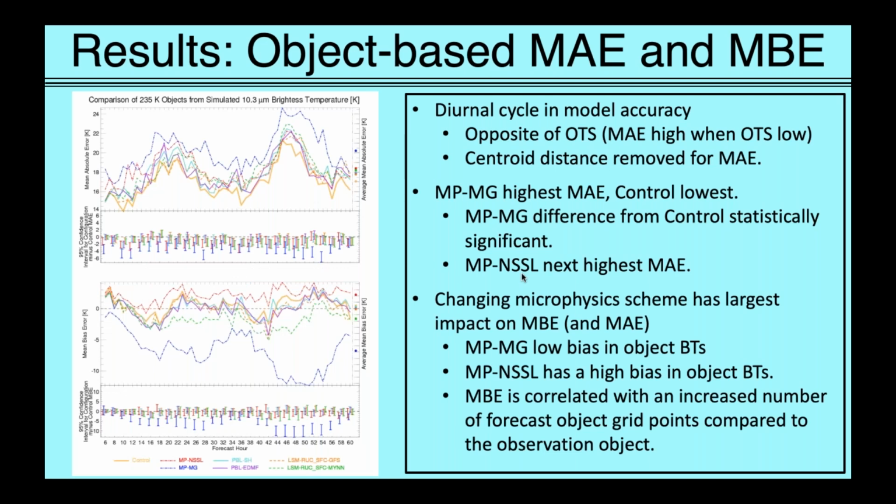If we look at the mean bias error, changing our microphysics schemes has the largest impact. The MPMG has a low bias, so therefore the brightness temperatures are too cold compared to the observations. The NSSL scheme actually has a high bias, so therefore they are too warm compared to the observed brightness temperatures. And this is correlated with an increasing number of forecast object grid points compared to the observation objects.